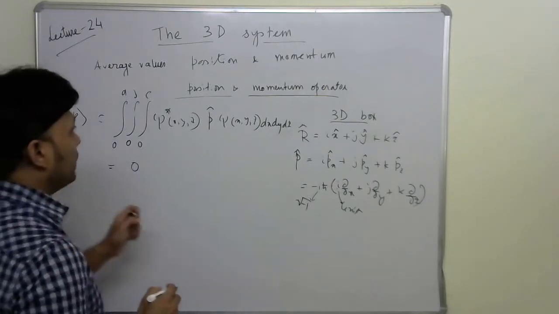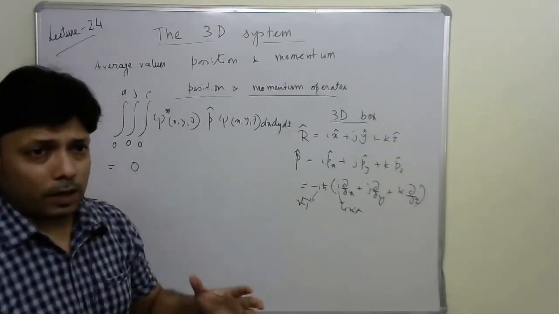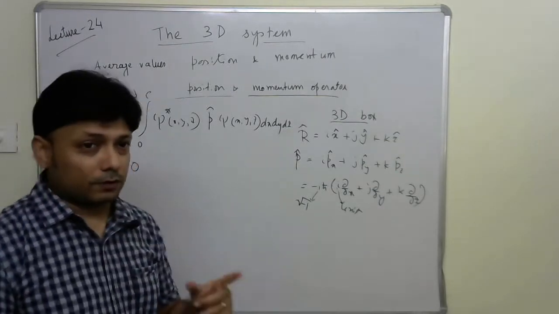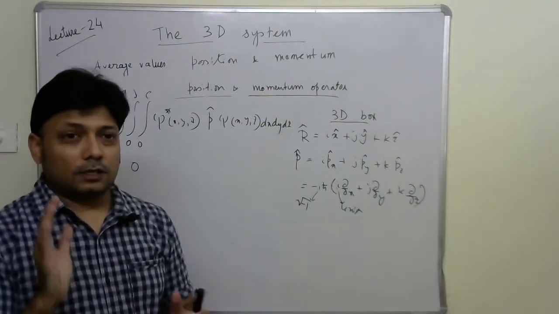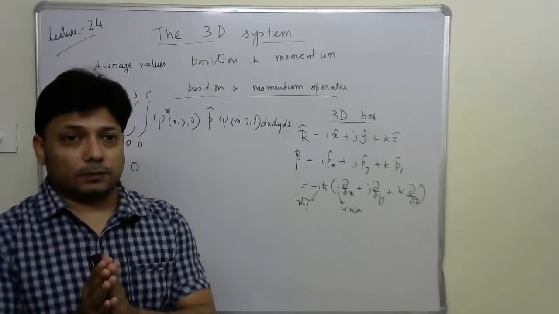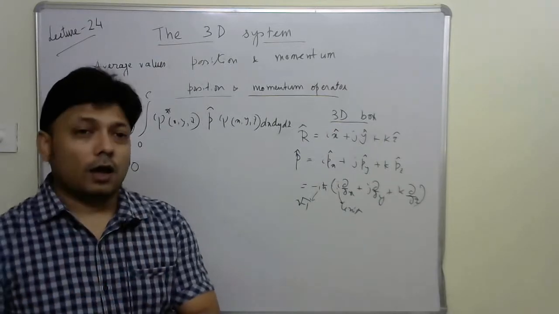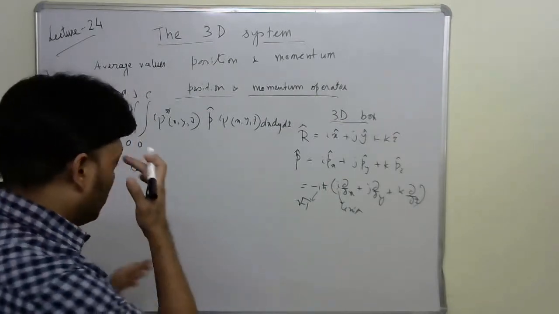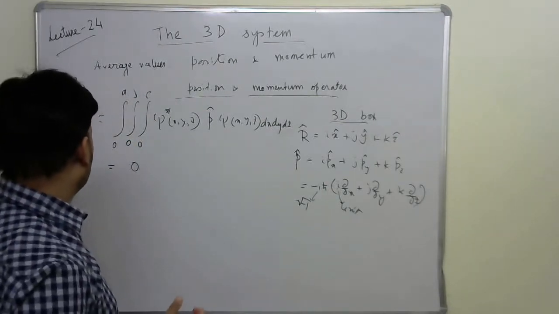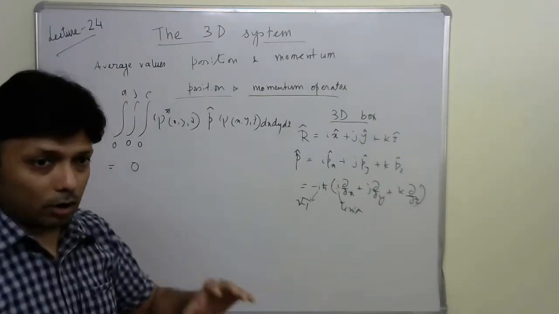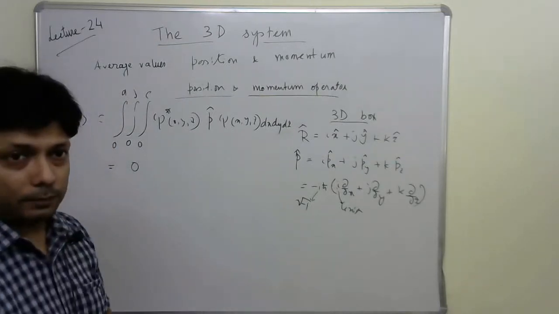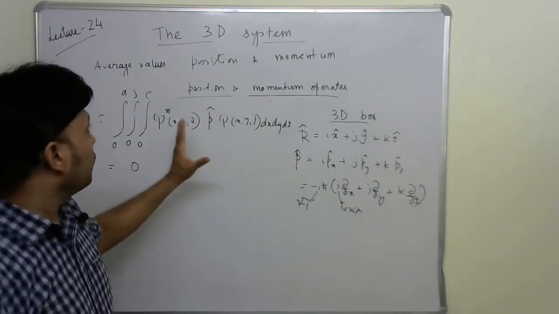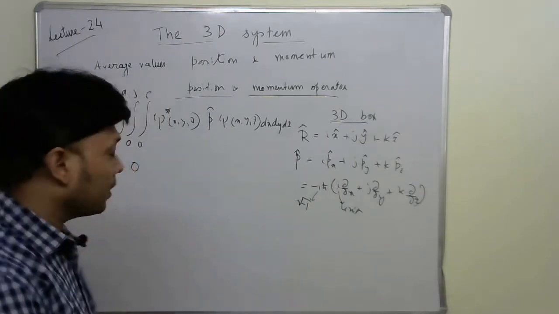So the average momentum for a free particle confined in a 3-dimensional box is 0. It doesn't surprise us, because we have seen that for a particle in a 1D box, the particle has equal probability to go either left or right from the center. So this is based on a statistical distribution. Similarly, the average momentum for a particle in a 3D box is 0. So now this basically sums up the concept of the 3D system.